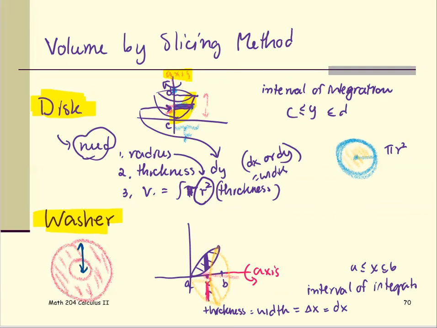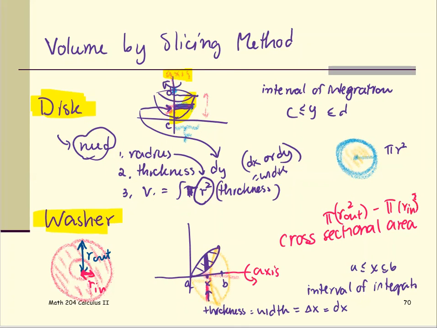So the area can be found by using the outer radius to find the area of the outer circle, subtracted by the area of the inner circle, using the inner radius, R in. So the cross-sectional area for this case is going to be pi of the outer radius squared subtracted by pi of the inner radius squared.